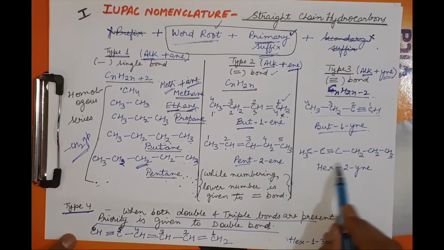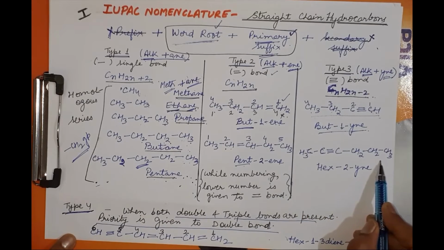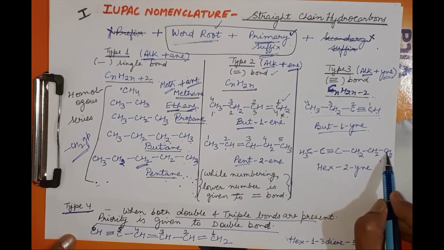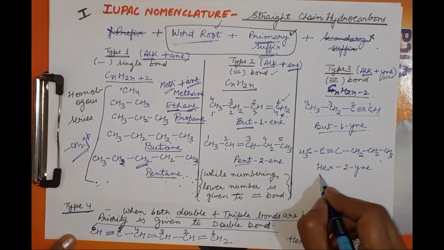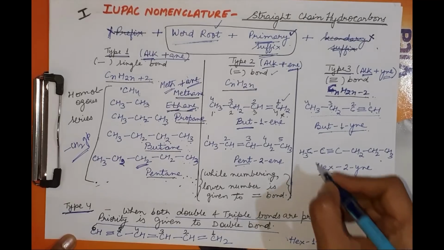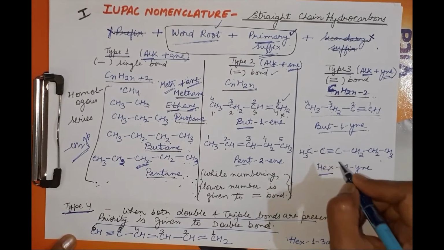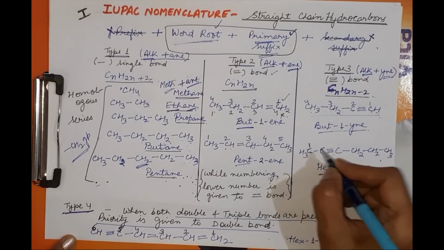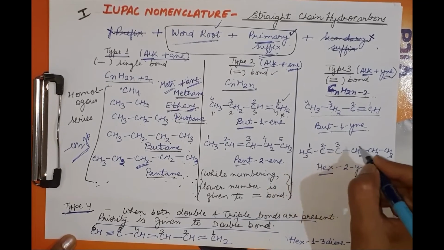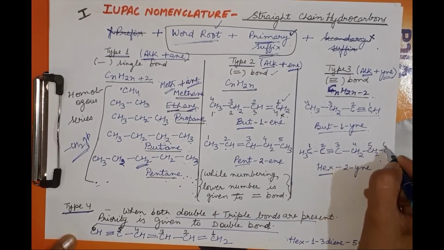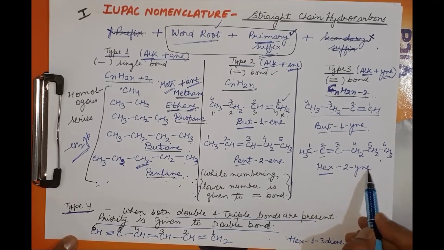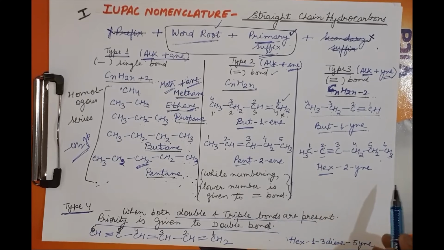Next example is this. First, how many carbon atoms are there? 1, 2, 3, 4, 5, 6. So 6 means word root is hex. So how will we number? This triple bond should get the lower number, means we will start from left to right: 1, 2, 3, 4, 5, 6. So hex-2-yne because it is a triple bond. So this will be the name.